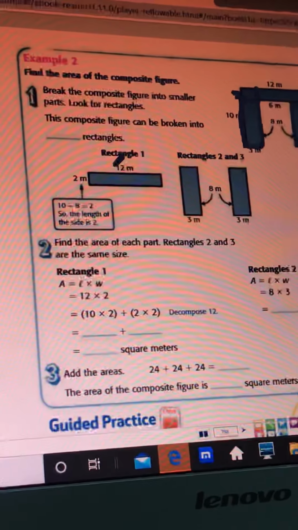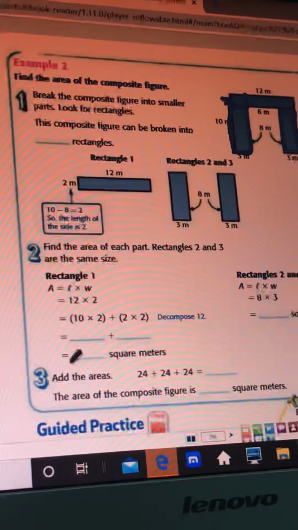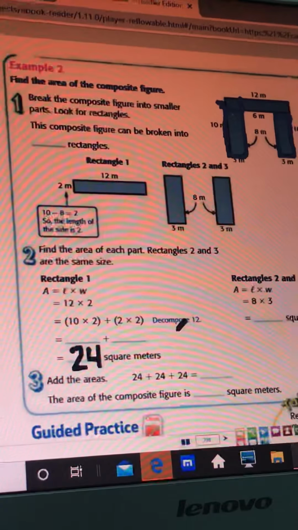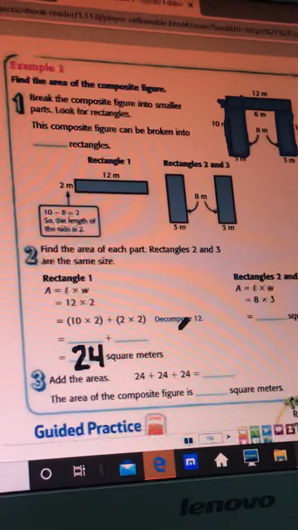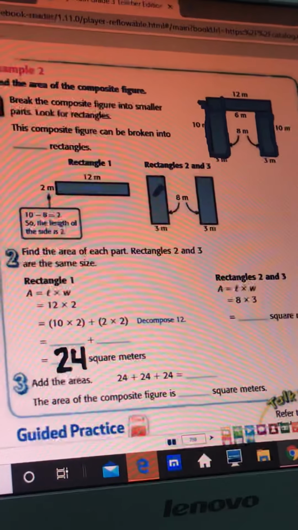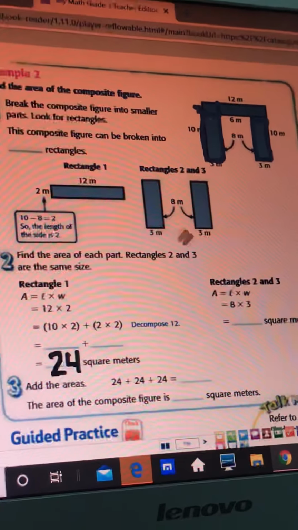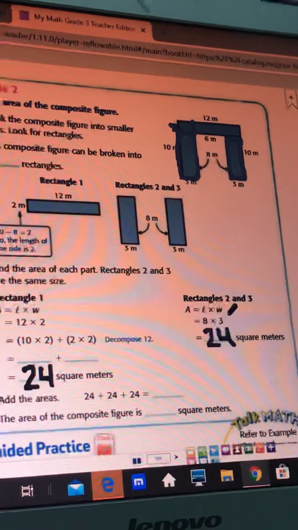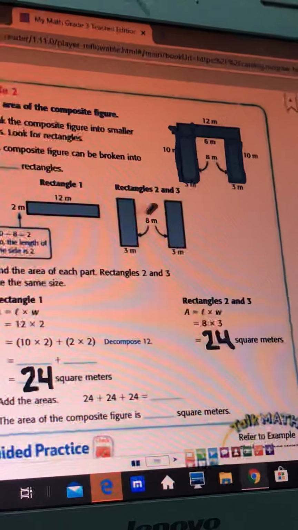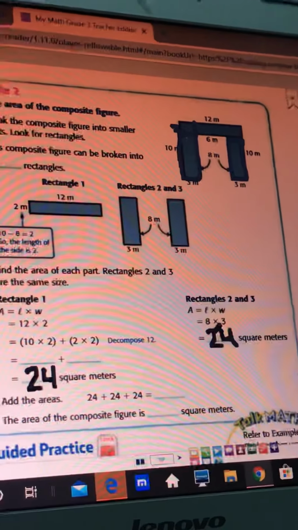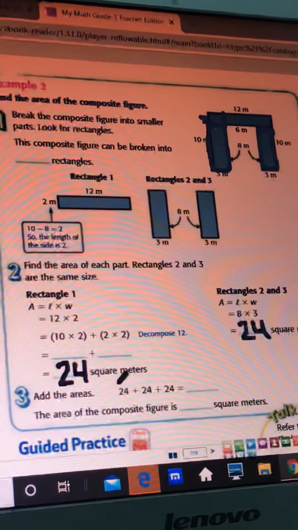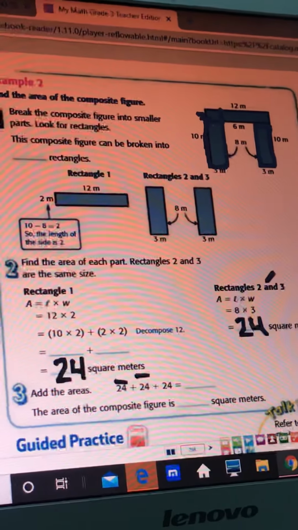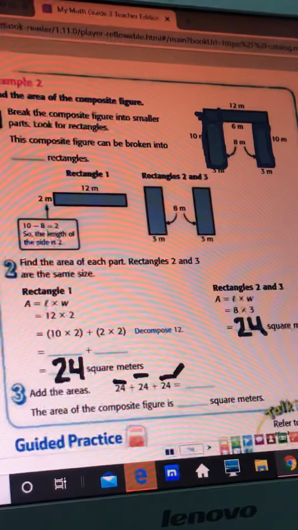First rectangle, 12 multiplied by 2, the answer is 24. Because if you know already what 12 times 2 is, no need for decomposing. And for this one, again, length and width, multiply. 8 times 3, that's 24. So this 24 is for rectangles 2 and 3 since they are the same. That's why we only solve one side. So you can see here 24 for the first rectangle plus 24 for the second rectangle and another 24 for the third rectangle.